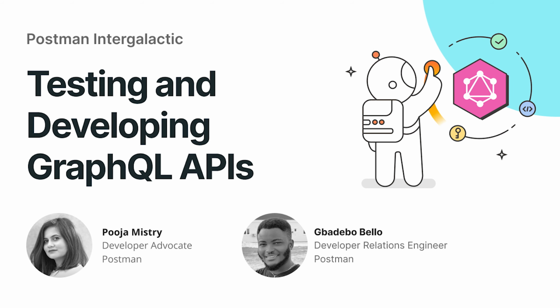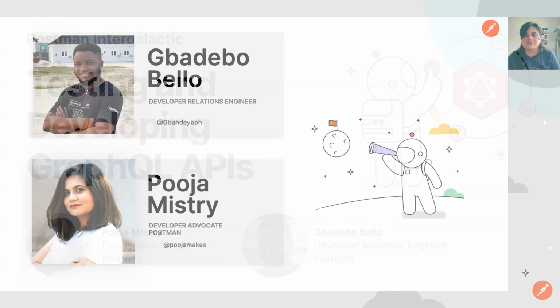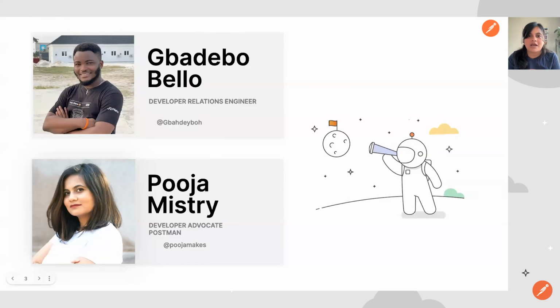I wanted to take this time to introduce myself. My name is Pooja Mistry. I am a developer advocate here at Postman, and I'm really excited to be sharing today's session with you. And I'm joined by my awesome colleague, Debo. Debo, do you want to introduce yourself?